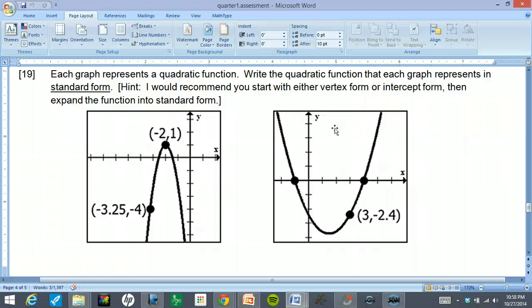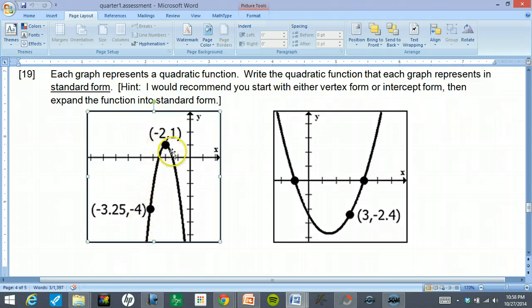But on this review sheet, each graph represents a quadratic function. I want you to write the function that is represented by the graph in standard form. So a hint here, start with either vertex form or intercept form based on information in the graph, and then expand the function into standard form. So let's take this first graph. A couple things to notice. Well, we'll just follow along here.